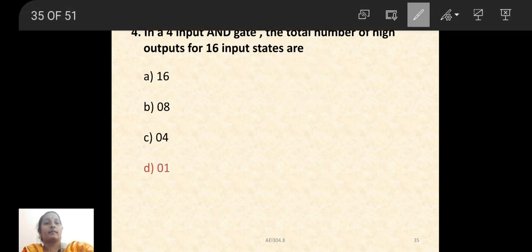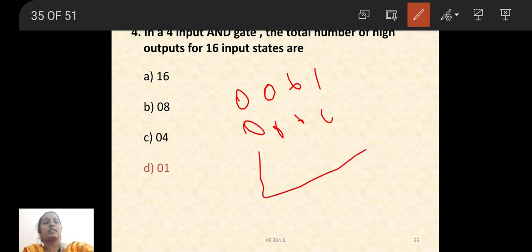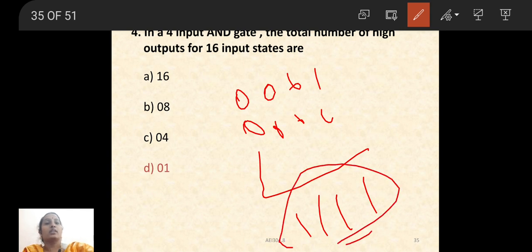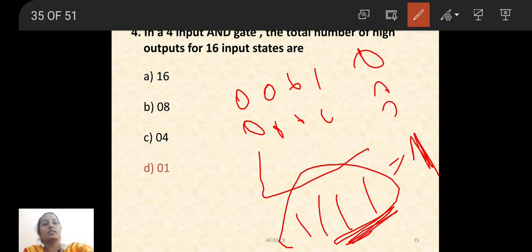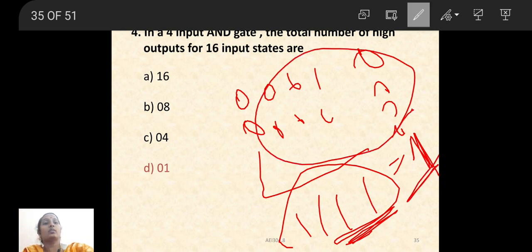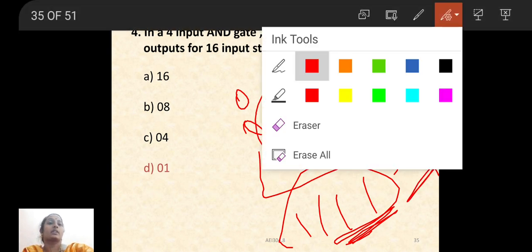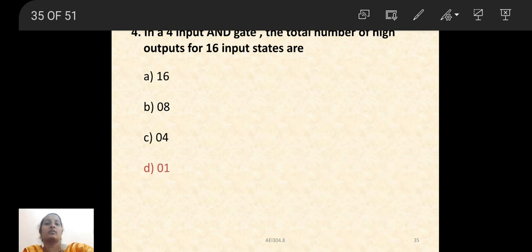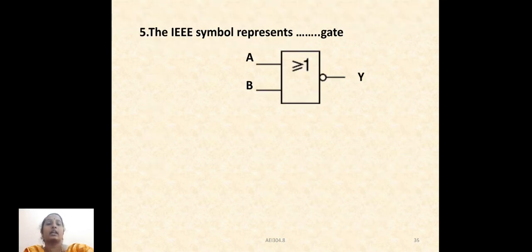You see 0 0 0 0 0 0 1. So like this every combination has 0, only the last combination has all ones. According to the AND gate logic, only if all the inputs are high do we get high; all remaining combinations give 0. So among 16 combinations we are getting 1 only one time. How many times are we getting 1? Only one time. So the output is 1.